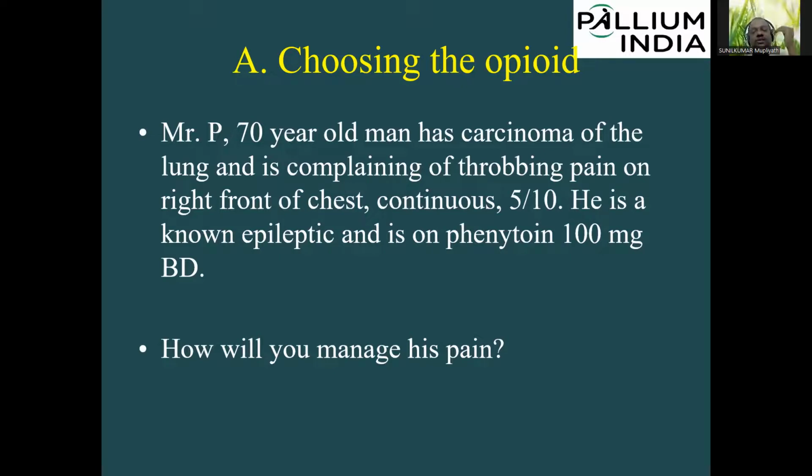We are now talking about two patient situations. One is a 70-year-old man with carcinoma of the lung, complaining of throbbing pain on the right front of the chest, which is continuous in nature and scores 5/10. He is epileptic and is on phenytoin 100 milligram BID. How will you manage his pain?